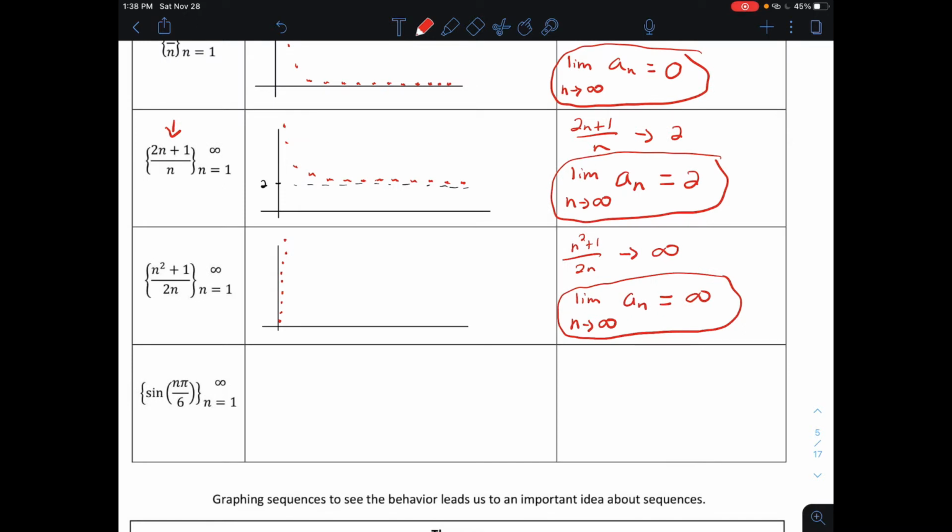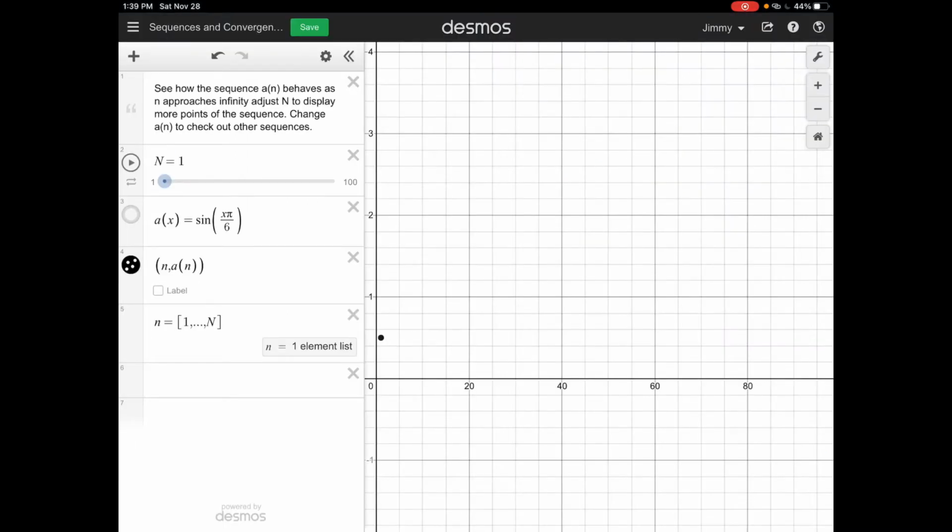And then we have one more we want to do. So we want to look at the sine function, the sine of n pi over 6, as we go from 1 to infinity. All right, and so we adjusted our equation here in Desmos to account for a new explicit formula. Let's start dragging our slider, and let's see what is going on with our term values here.